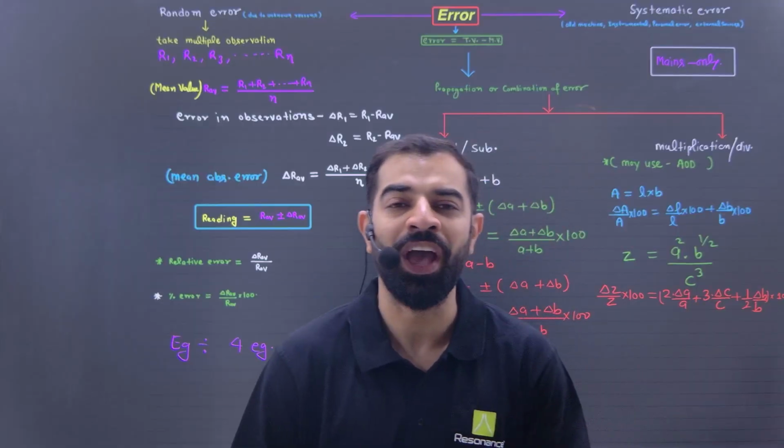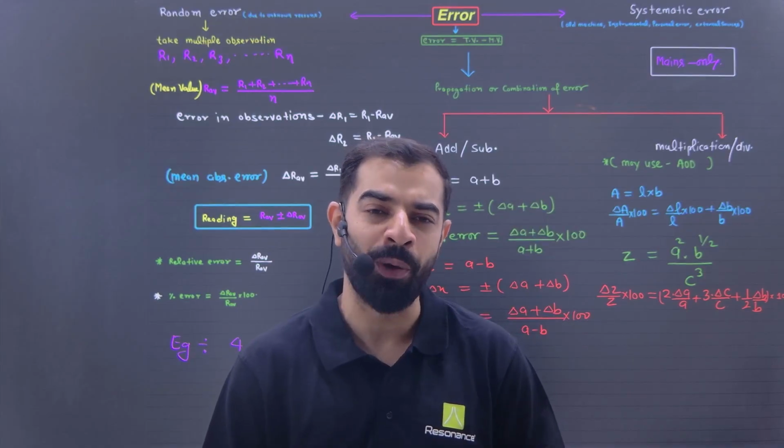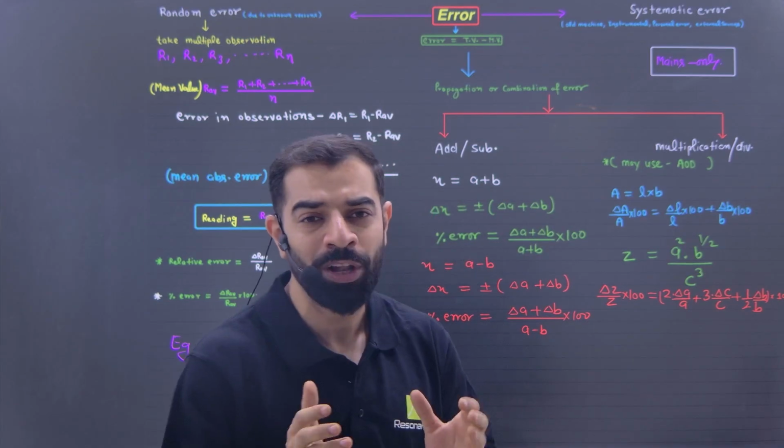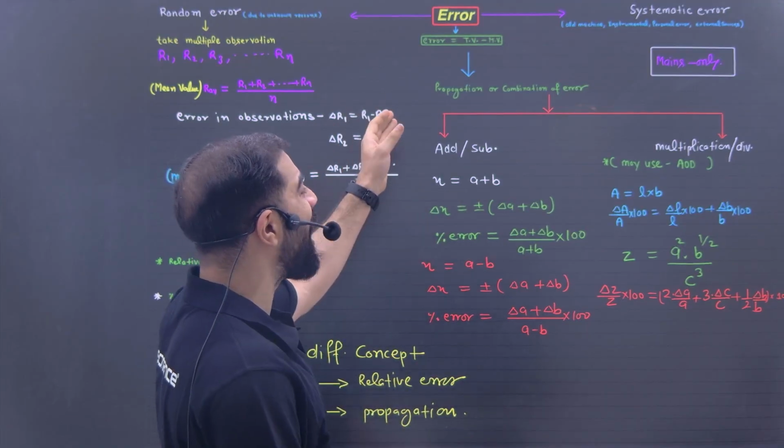Hello everyone. So error and measurement is a very important topic for JEE Mains. In the last 5 years, we have found more than 150 questions. Starting with all the important formulas, error is true value minus measured value.